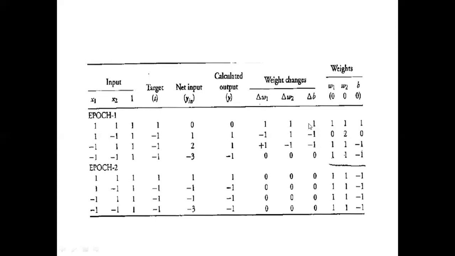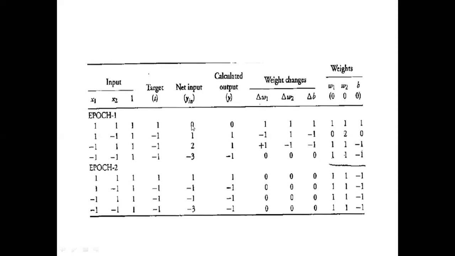Now we calculate this value. This value is very important for calculating. First of all, what is the value of w1, w2, and b? That is 0, 0, 0. And here, what is the value of x1, x2? That is 1, 1. So what is our formula? That is b plus w1 x1 plus w2 x2. So 0 plus 0 into 1, that is 0, and 0 into 1, that is 0. So it will become 0.